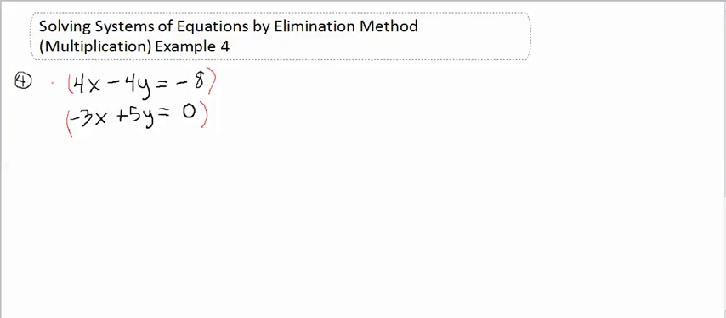If I multiply this by a 3, 3 times 4 is 12, I get a positive 12, and this by a 4, I get a negative 12. So let's see if we can do this correctly. Okay, 3 times 4 is 12x. 3 times negative 4 is a negative 12y, and then 3 times negative 8 is negative 24. Okay, I think I did that right.